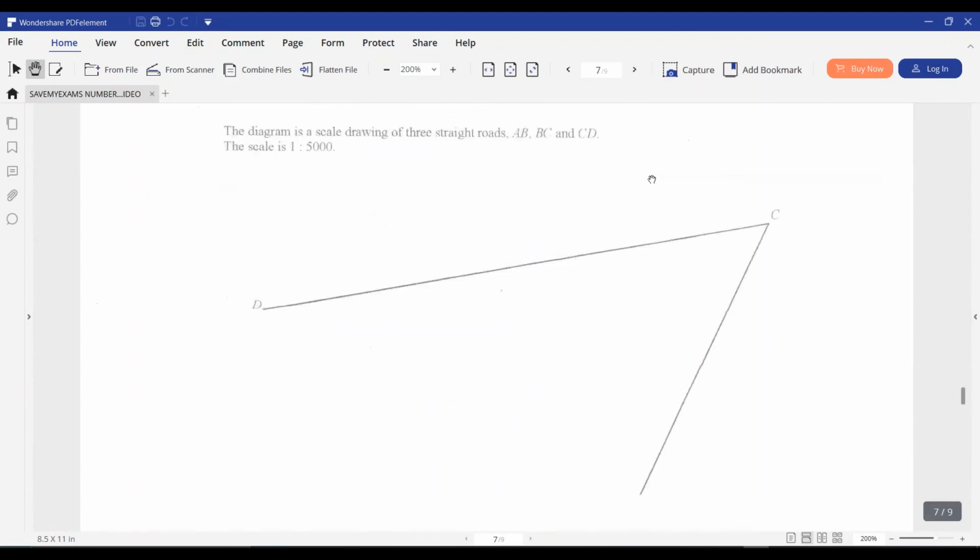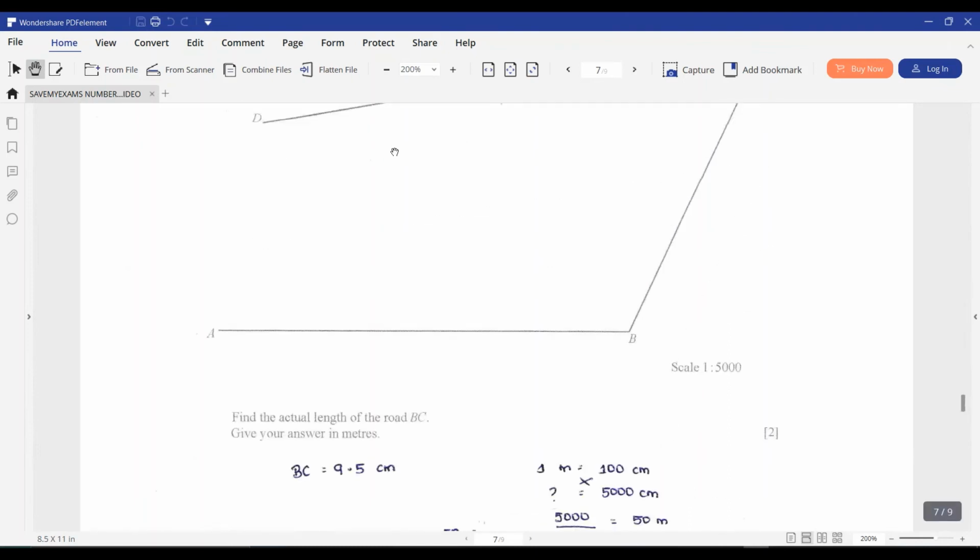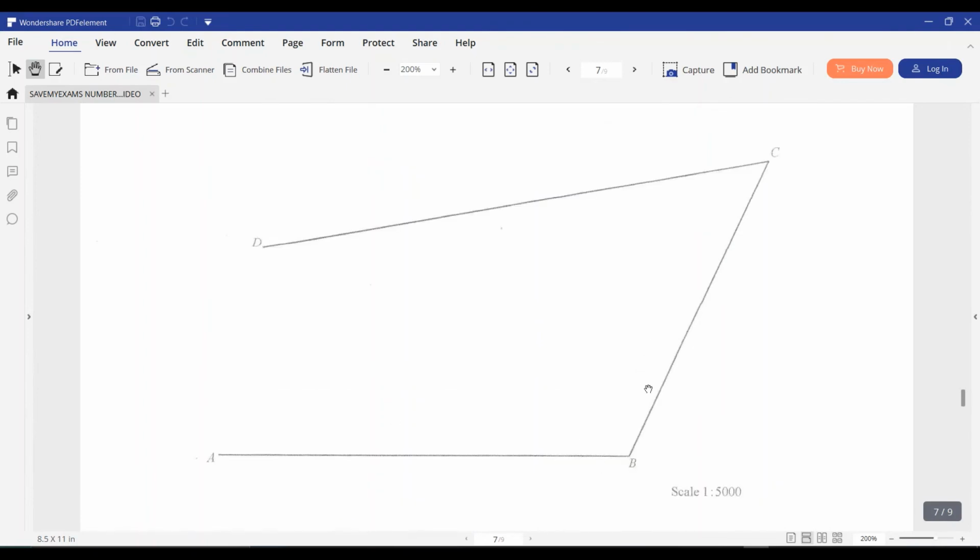Question 5. The diagram is a scale drawing of 3 straight roads, AB, BC, and CD. The scale is 1 to 5,000. Find the actual length of the road BC. Give your answer in meters. So the first thing you want to do is measure the length in centimeters.